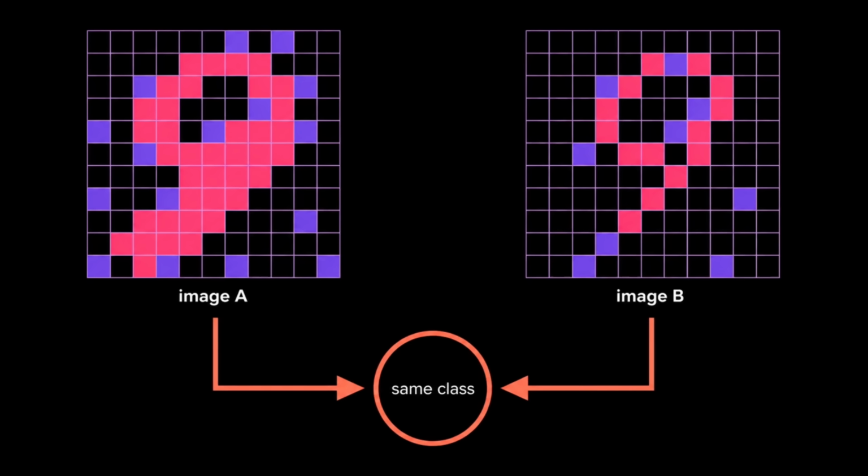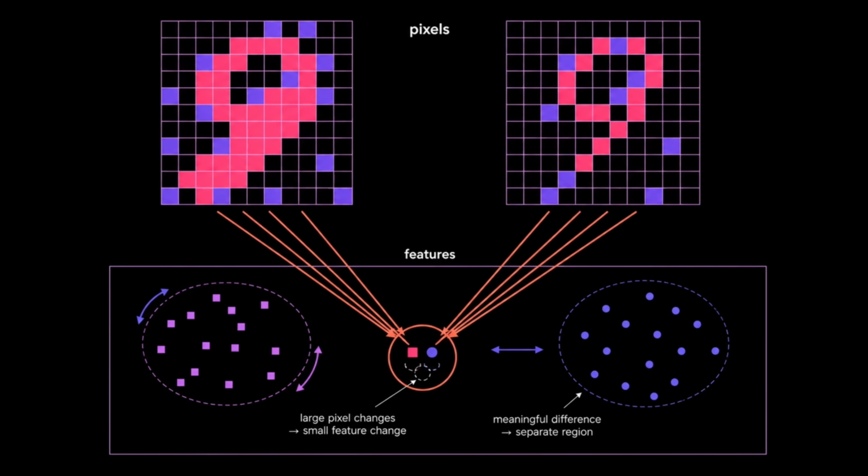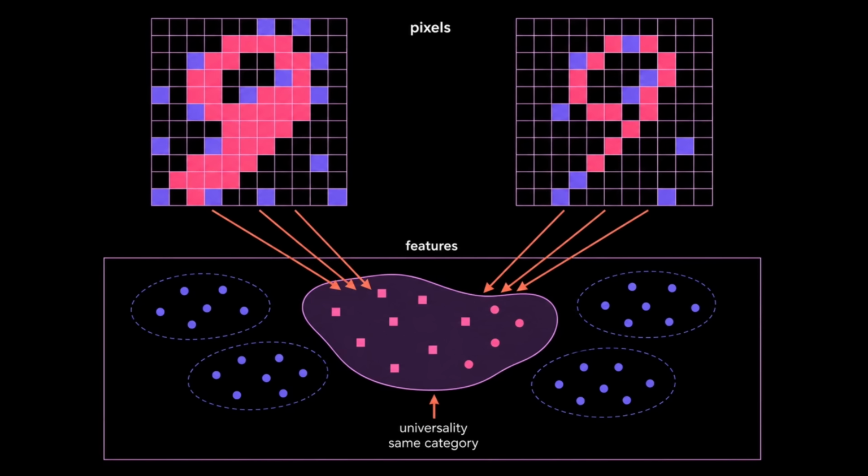In machine learning, too, two images can have very different pixel values and still belong to the same category because the system has learned which differences matter and which do not. It has, in a sense, discovered a useful notion of universality.